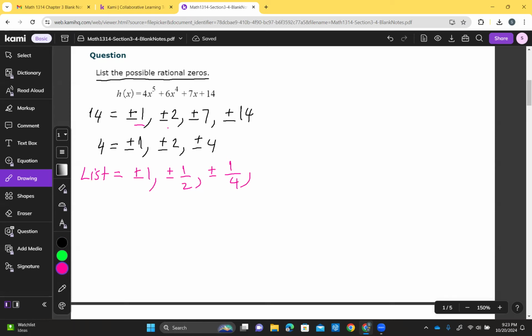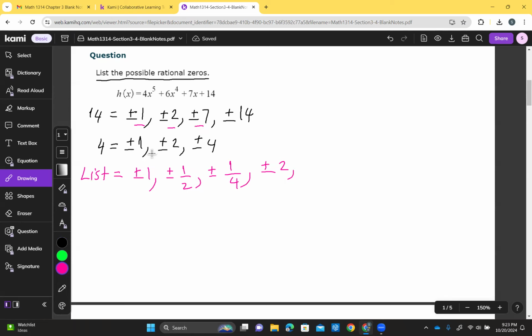The next number in line is 2. Now, 2 will be divided by these three bottom numbers. 2 divided by 1 is 2. 2 divided by 2 is 1, but 1 is already in the list, so we don't need to duplicate it. 2 divided by 4 is the same fraction as a half, but it's already in the list, so we don't need to duplicate it.